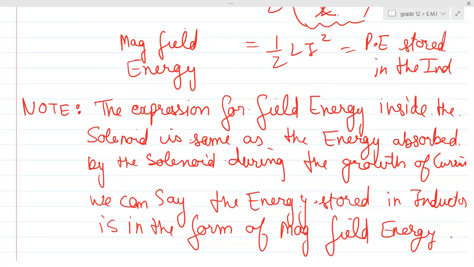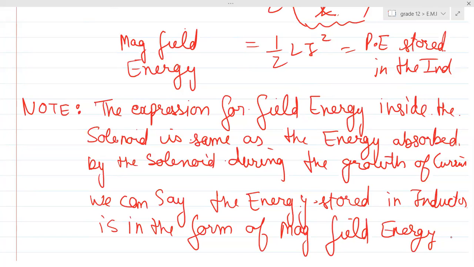So, sir, when the current is stable or constant, there's no additional field energy absorbed by the solenoid. No. Once the current stops increasing, whatever energy has been stored up to that particular instant is equal to half L I square. So for an inductor, as long as there's a change in magnetic flux, energy will keep on getting stored. And as the current becomes constant, the energy also becomes constant.